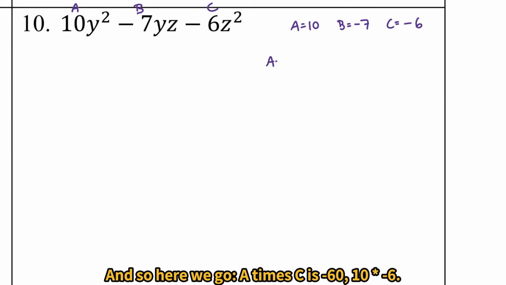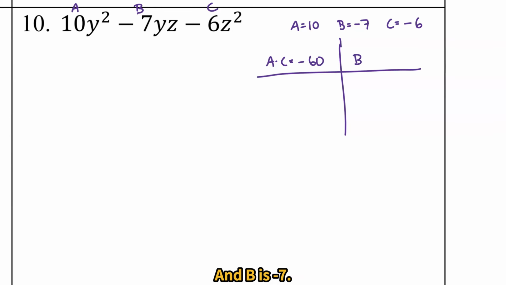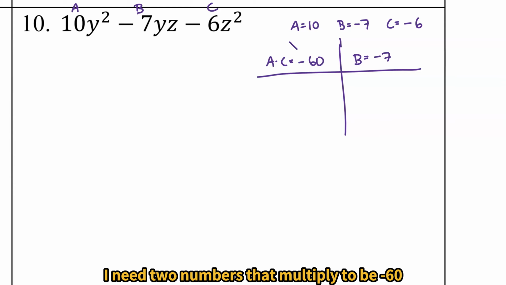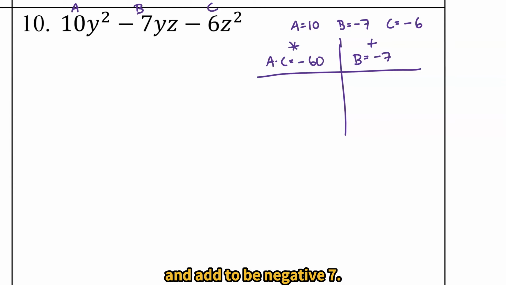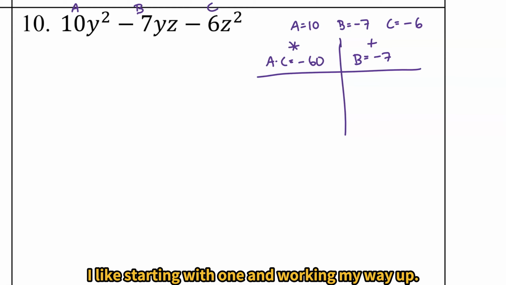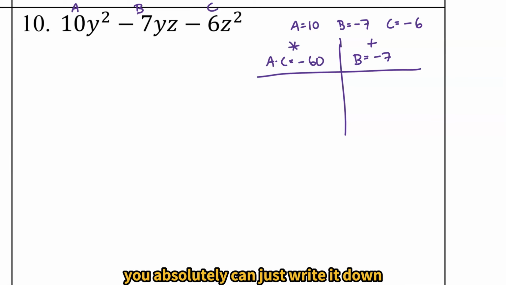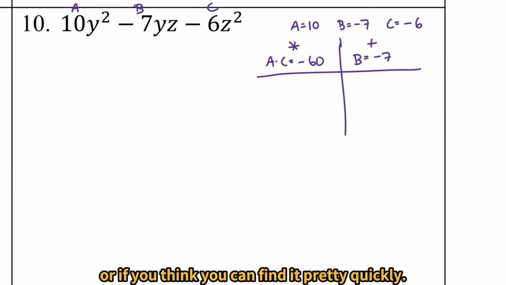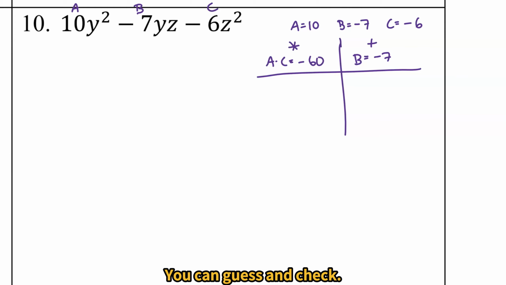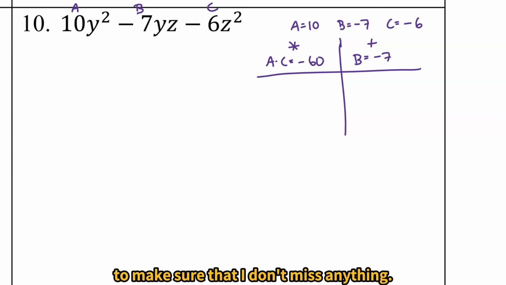A times C is -60, 10 times -6, and B is -7. I need 2 numbers that multiply to be -60 and add to be -7. I like starting with 1 and working my way up, so that's what I'm going to do. If you spot it right away, you absolutely can just write it down. Or if you think you can find it pretty quickly, you can guess and check. You don't have to do it in order. I like to do it in order to make sure that I don't miss anything.